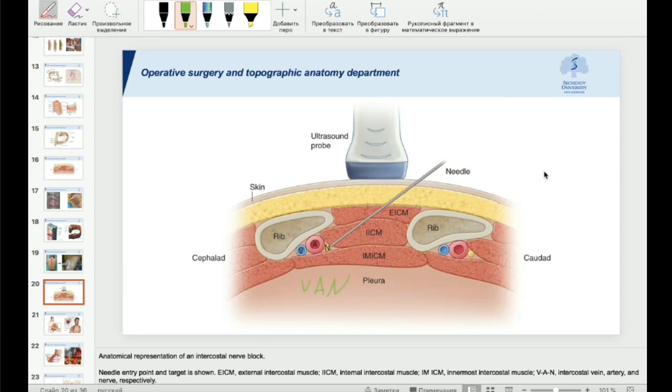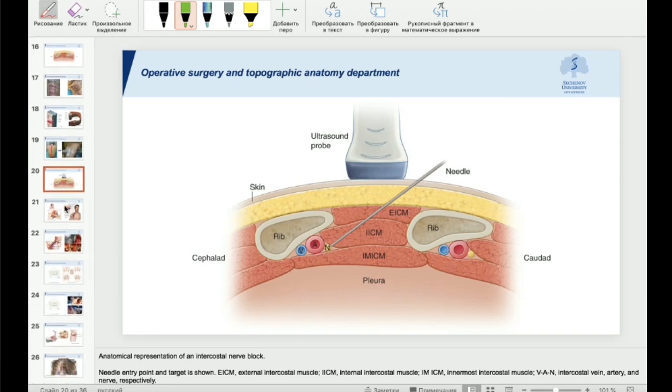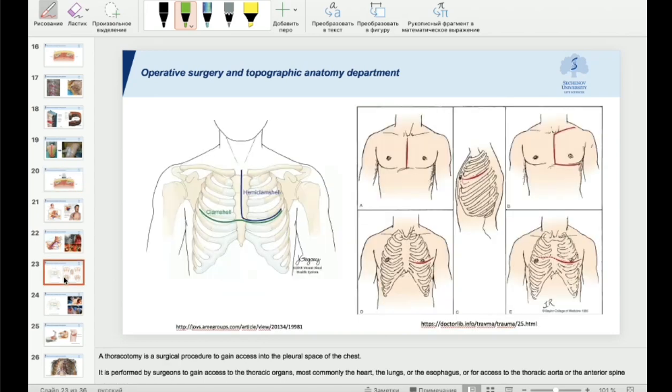But going back to the intercostal block, you can find the direction of the needle according to the ultrasound research. It is not enough to make the injection to the thorax, but you need to think about how to go inside the thoracic cavity. And for this, we can find the proper accesses, which have the next title, thoracotomy.